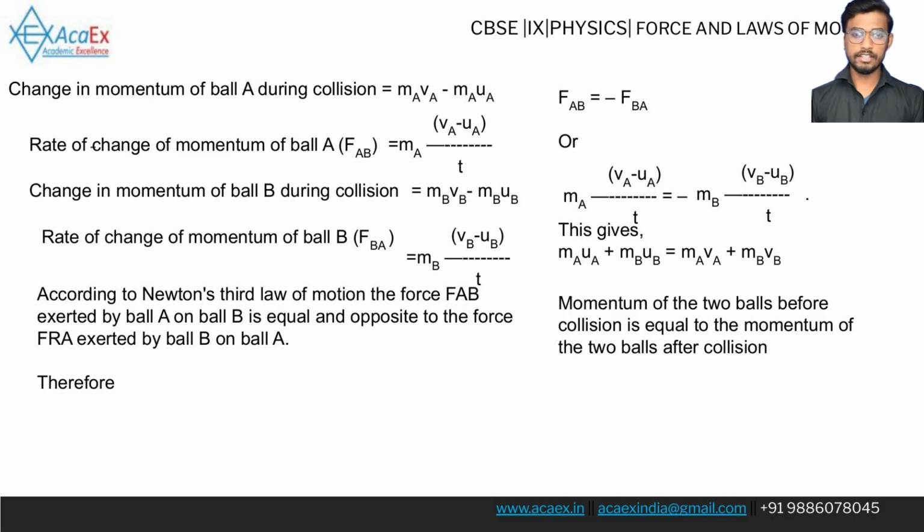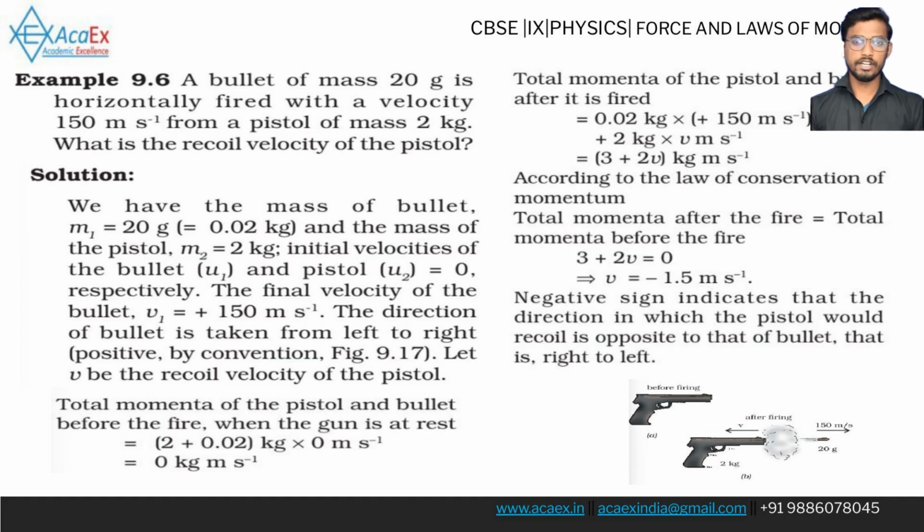Momentum is conserved. A 20-gram bullet is fired at 150 meters per second from a 2-kilogram pistol. Find recoil velocity of the pistol. Total momentum before firing equals 0. Total momentum after equals (0.02 times 150) plus (2 times v) equals 3 plus 2v. So 3 plus 2v equals 0, v equals minus 1.5 meters per second. The pistol recoils at 1.5 meters per second opposite to the bullet.